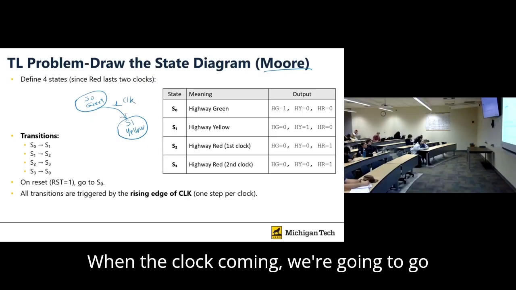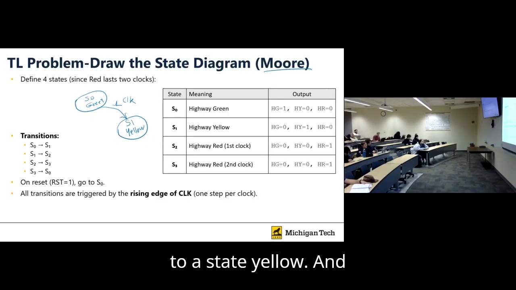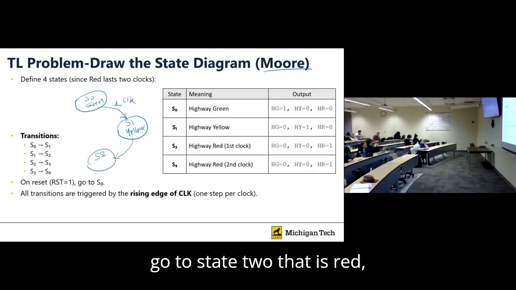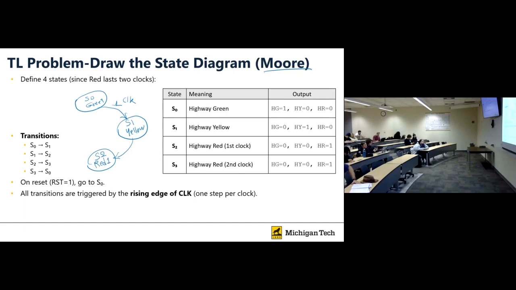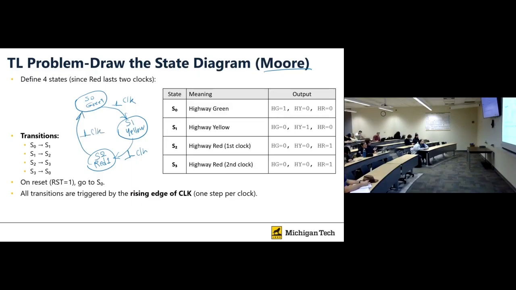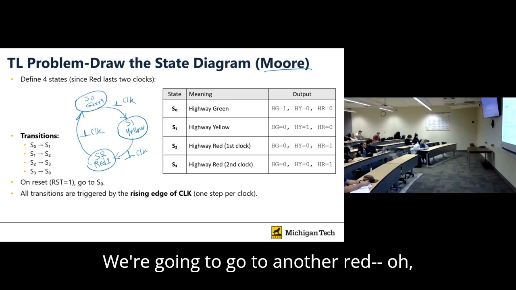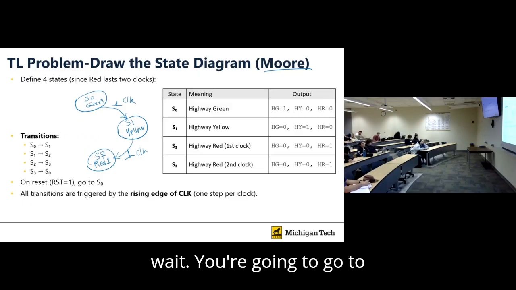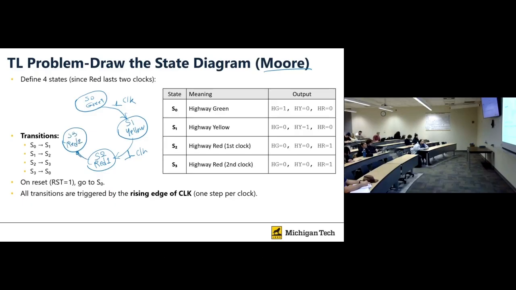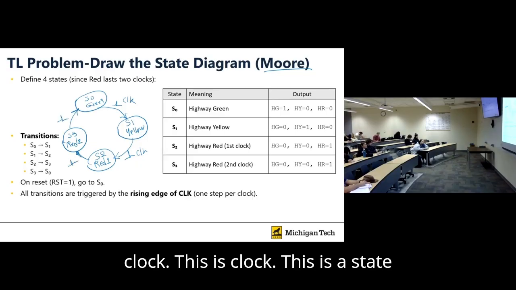When the clock comes, we're going to go to state yellow. And if another clock comes, we're going to go to state 2, that is red 1. Another clock comes, we're going to go to another red. Oh wait, we're going to go to another state 3, red 2, and then again, this is clock. This is clock. But this is a state diagram.